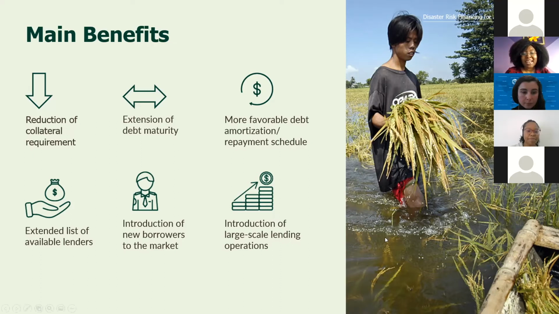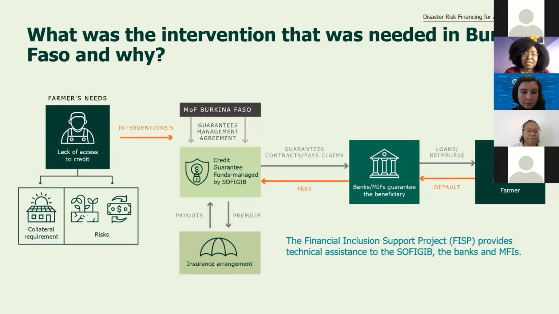So why did we decide to establish such a solution in Burkina? Next slide. It is the challenge that we saw when we conducted the analysis. The agriculture sector contributes about 30% of the country's GDP, and in terms of employment, more than 65% of the population works in this sector. But access to credit is really low. From the banking sector, less than 4% of their lending portfolio goes to agriculture, and 15% on the microfinance sector side. Several factors contribute to this, and one of them is really the lack of appropriate collateral.